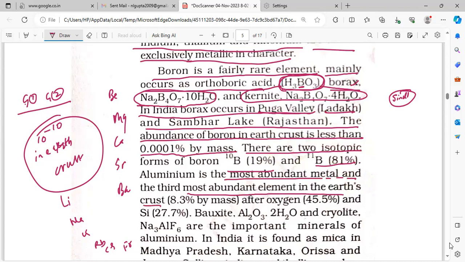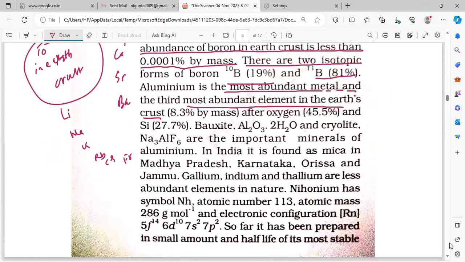It is the third most abundant element in the earth crust, and the most abundant metal. Among metals it is in first position, but in the earth crust its position is third. They say it is 8.3% by mass, after oxygen at 45.5% and silicon at 27.7%. Silicon means clay. Clay is silicon. Bauxite is Al2O3. Silicon is a plastic type of material used to form many things; it appears like rubber.